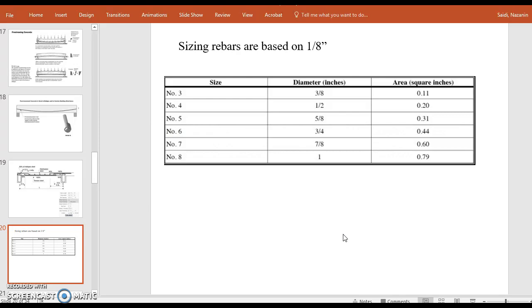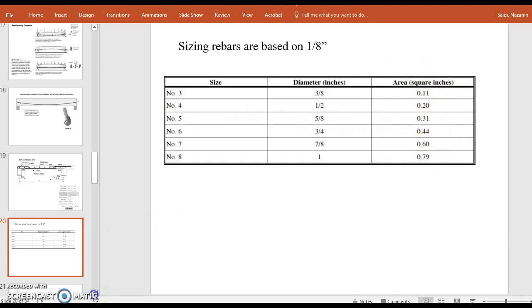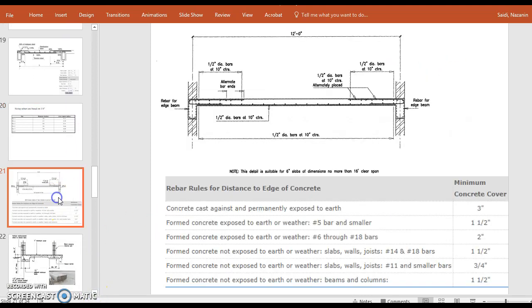So this rule of thumb table essentially says number 3, number 4, number of rebars. So we say 4 is 4/8 of an inch, 5 is 5/8 of an inch, okay? Diameter. Number 3, 3/8 of an inch. Number 5, 5/8 of an inch. And it takes care of that amount of square inch in area. So that gives you a sense of sizing of the rebars.